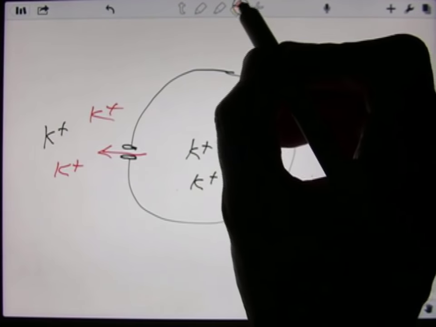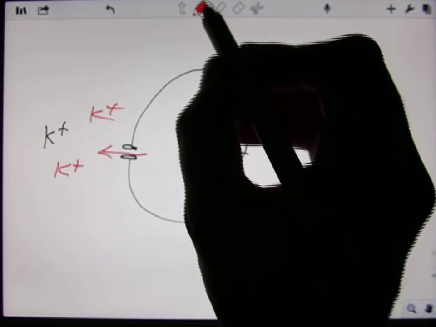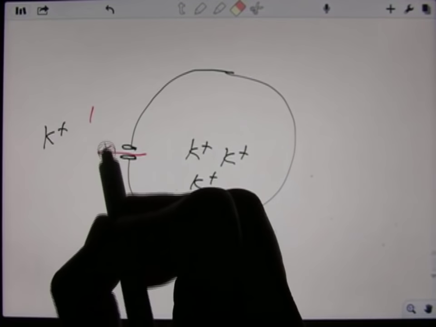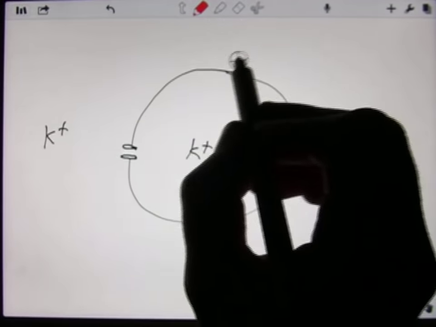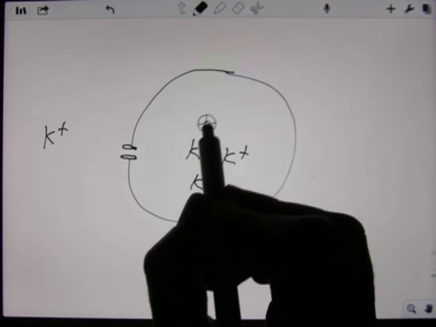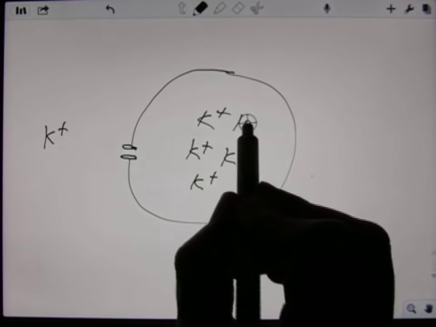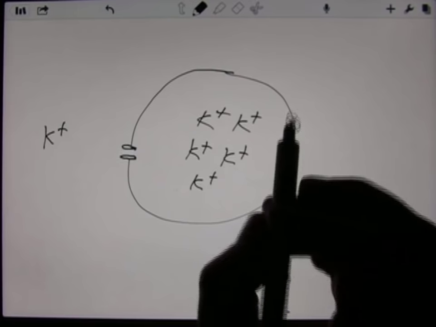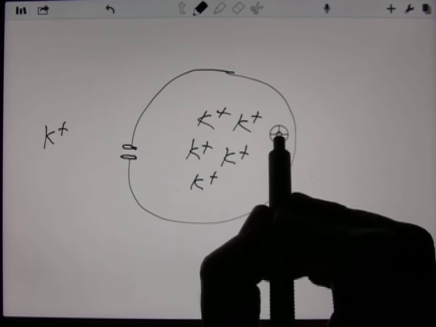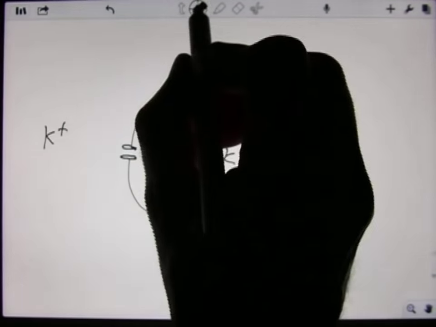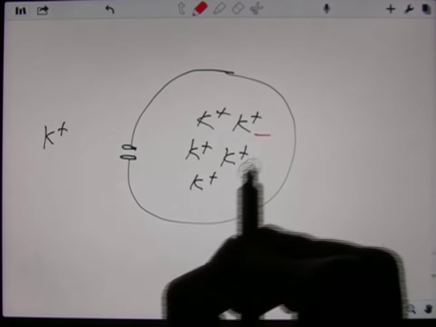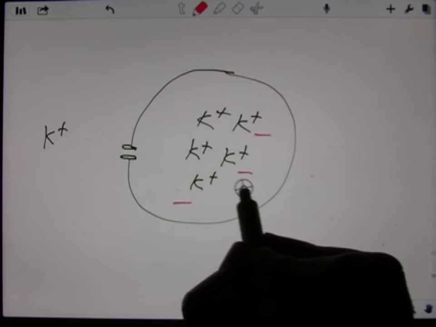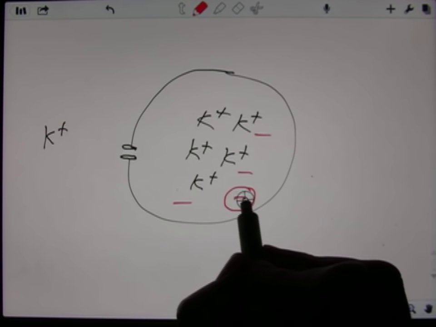However, in a Donnan equilibrium, what we have instead is a concentration gradient that's balanced by a charge gradient. Let's imagine that we had the same situation, but now instead of having the potassiums free to leave, we add some negative charge in here. In other words, we make the inside net negative.